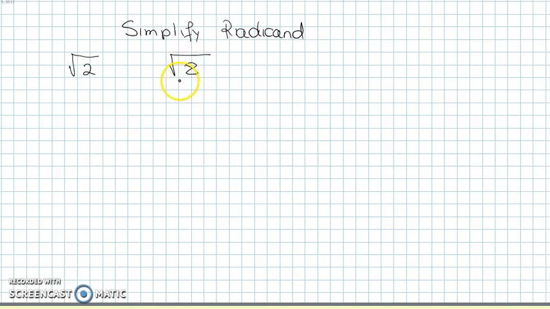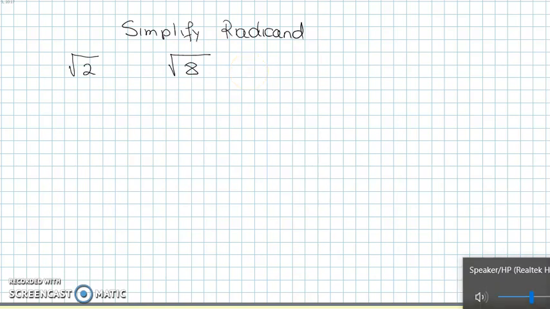We are going to review how to simplify a radicand. So what does that actually mean? If I give you root of 2, this is a simplified radicand. If I give you, for example, square root of 8, I would like you to try to rewrite the same, to give me the square root of 8 written with smaller numbers. So I will show you how that's done.